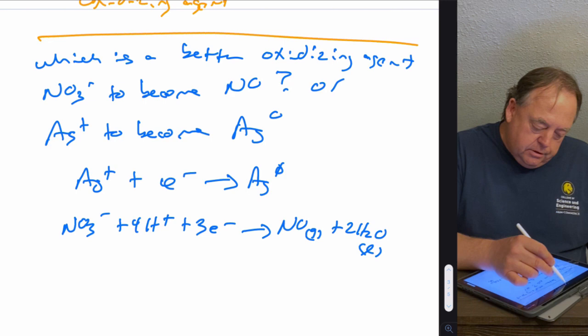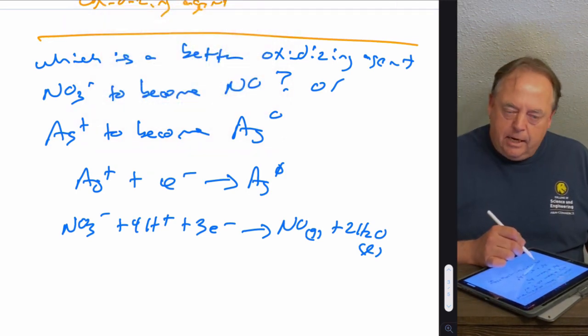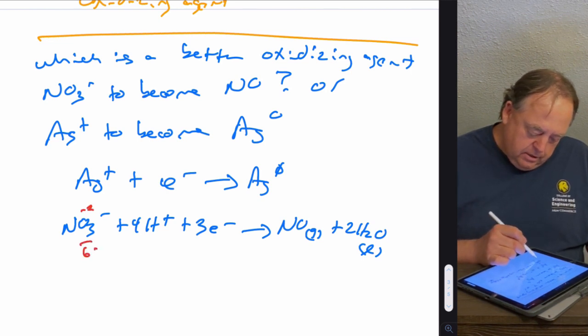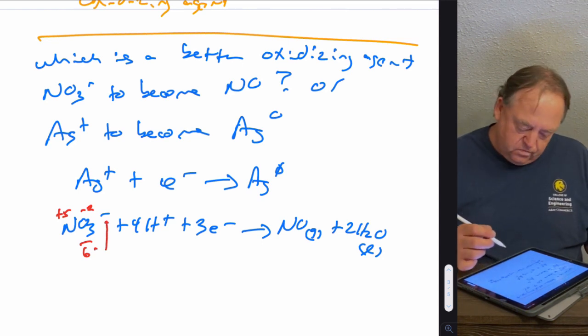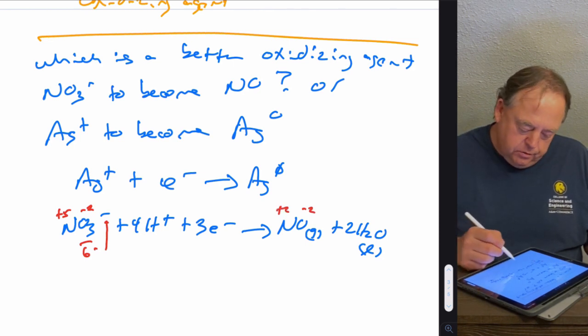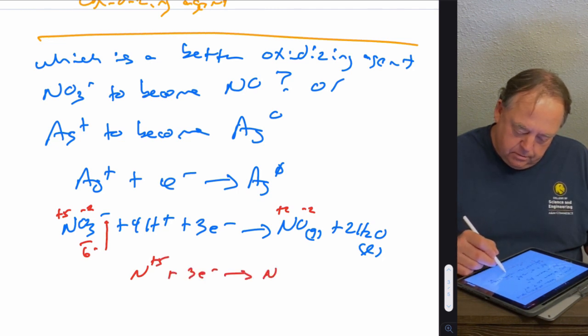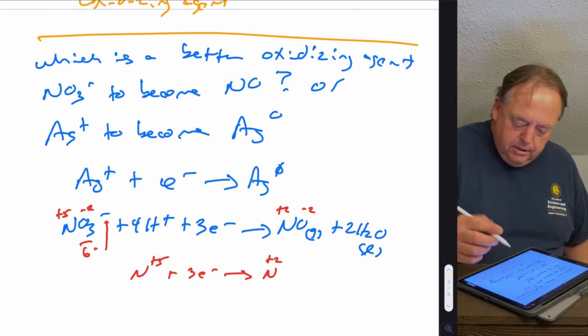Okay, so let's assign oxidation numbers. What's nitrogen's oxidation number in nitrate? Oxygen's -2, so that's 6 negatives, and so nitrogen must be +5 so that this sums to -1. And then NO on the right: oxygen's -2, so nitrogen's +2. So basically N +5 plus 3 electrons goes to N +2, so the nitrogen atom is reduced in the process.